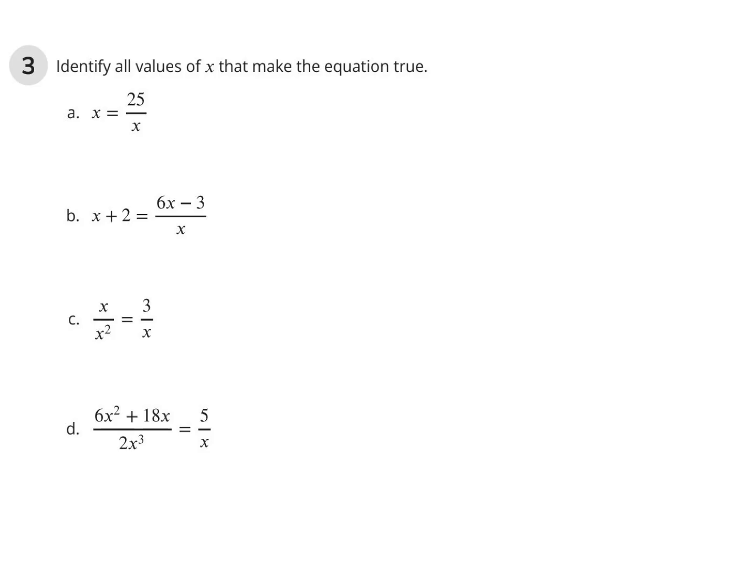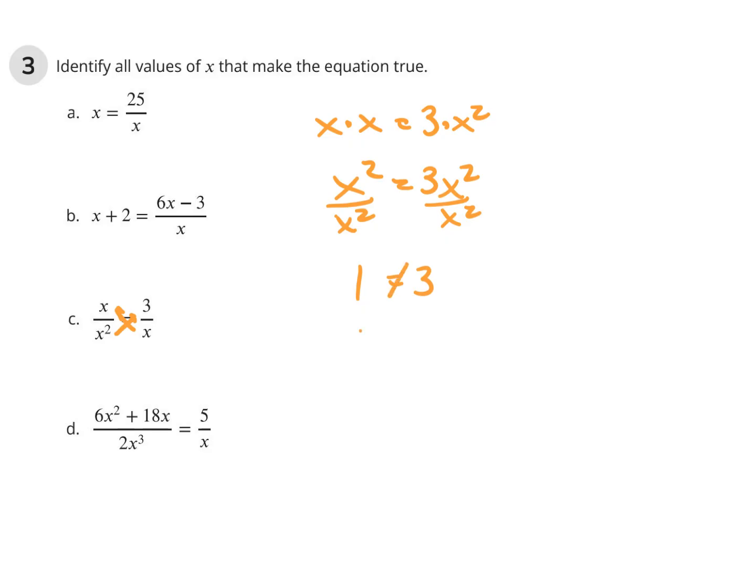Okay, now for C, same thing. We're going to cross multiply. We get x times x is equal to 3 times x squared, which gives us x squared is equal to 3x squared. I have to divide by x squared on both sides, because I want the numbers on the right and the letters on the left. 1 is not equal to 3. This has no solutions. And sometimes you get things like this in math. Sometimes things just don't work out.